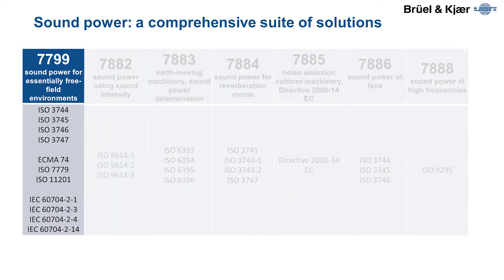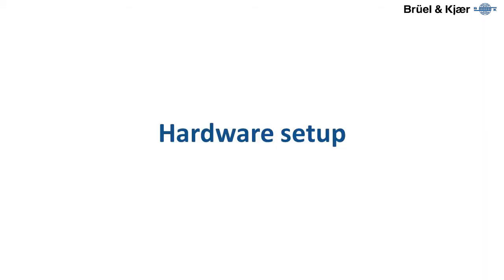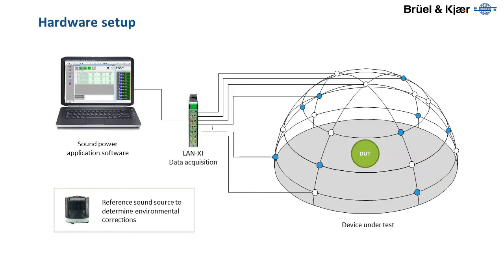Let's take a look at the type 7799 for measurement in essentially free field environments. The hardware setup for 7799 consists of a PC, which runs the Pulse LabShop application and is connected to a LAN-XI front end, the required number of microphones, which are positioned on the measurement surface, and, if required, additional microphones to measure the sound emission at the operator's position.